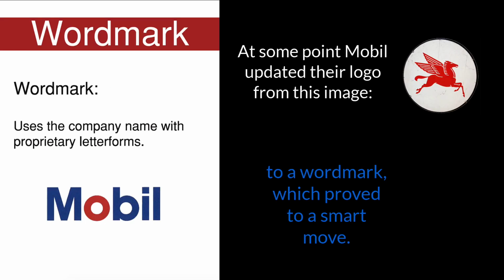Which brings us to a word mark. A word mark uses the company name with proprietary letter forms. At some point, Mobil updated their logo from this image of a Pegasus to a word mark, which proved to be a smart move. Because, after all, what does a flying Pegasus have to do with gasoline?